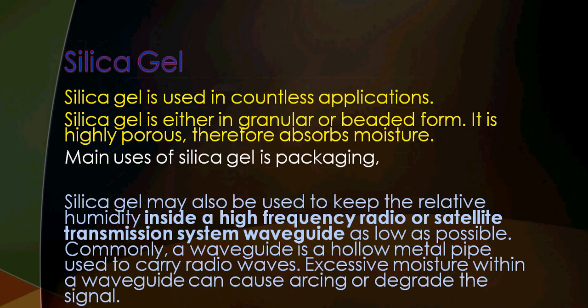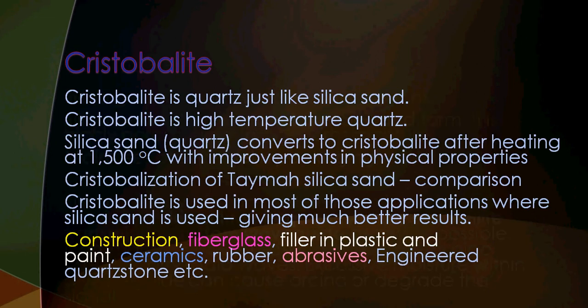Silica gel is also produced from sodium silicate. Silica gel is used in countless applications. Silica gel is either in granular form or beaded form. It is highly porous, therefore it absorbs moisture. The main use of silica gel is packaging. Silica gel may also be used to keep the relative humidity inside a high frequency radio or satellite transmission system waveguide as low as possible. Commonly, a waveguide is a hollow metal pipe used to carry radio waves. Excessive moisture within a waveguide can cause arcing or degradation of the signals.